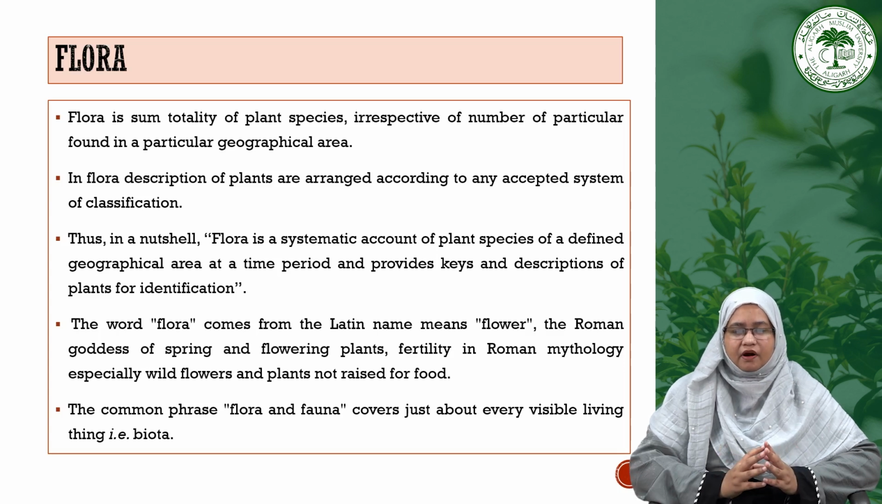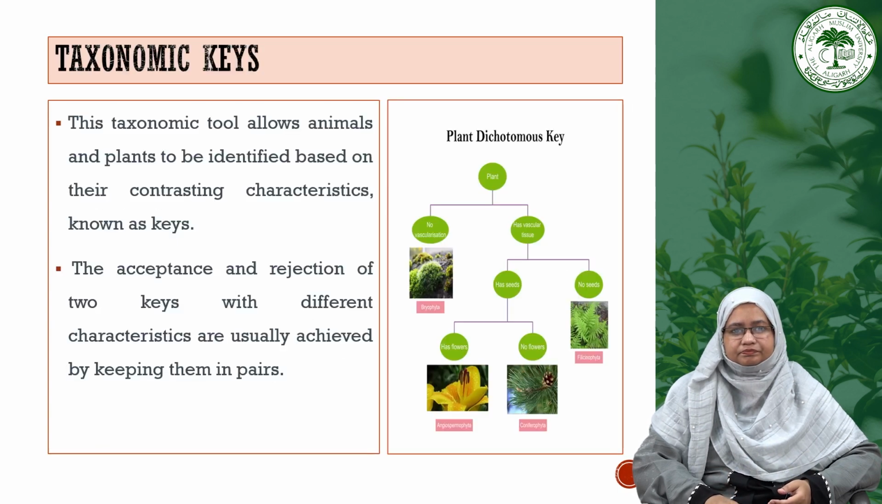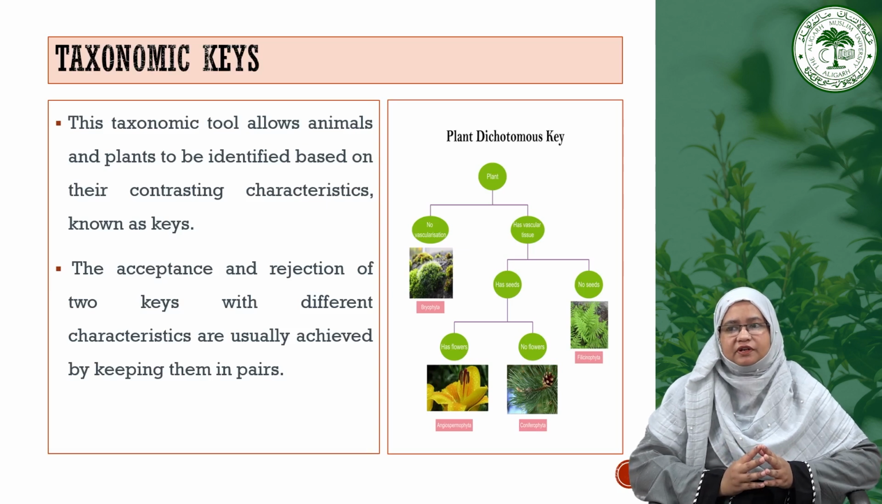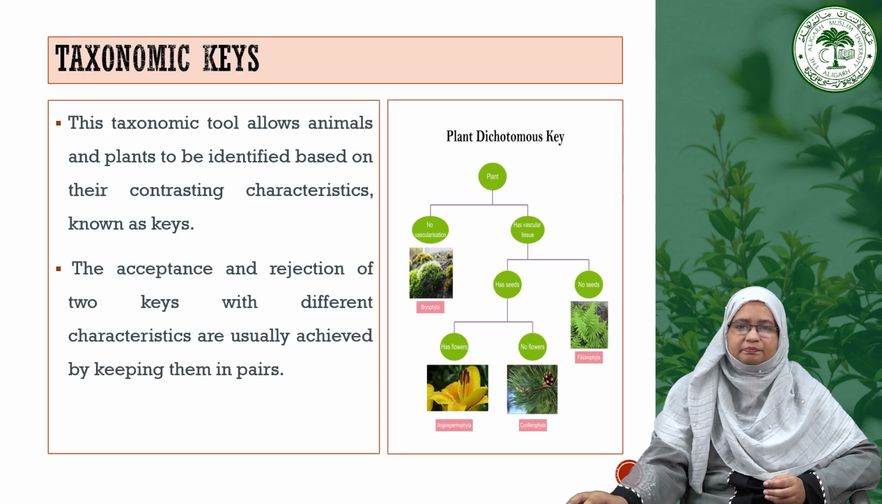So it is a very important document. Suppose in any particular region we can identify a particular plant from this flora. Then as I have told you, these floras are documented or supplemented with keys. These taxonomic keys are tools that allow animals and plants to be identified based on their contrasting characters, known as keys, and the acceptance and rejection of the two keys with different characteristics are usually achieved by keeping them in pairs.